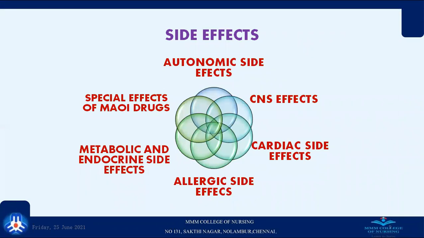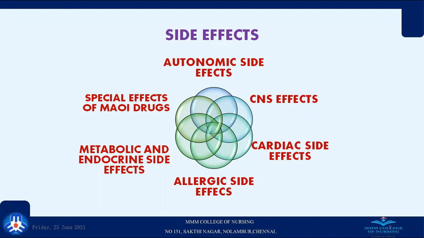Then we'll discuss side effects. These are the common side effects. Because of taking these antidepressant drugs, autonomic side effects such as dry mouth, constipation, cycloplegia, mydriasis, delirium and aggravation. These are the common side effects under autonomic side effects, and CNS effects are sedation, tremor, extrapyramidal symptoms, withdrawal syndrome, and precipitation of mania.